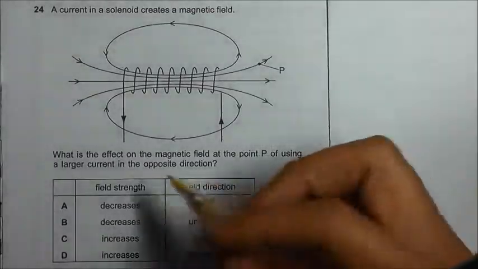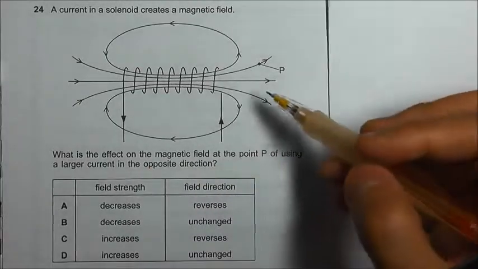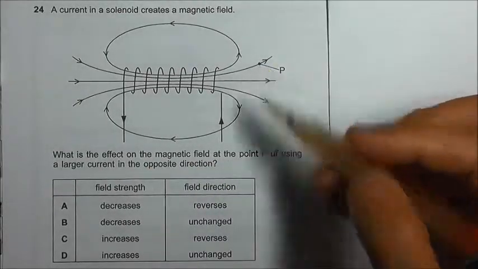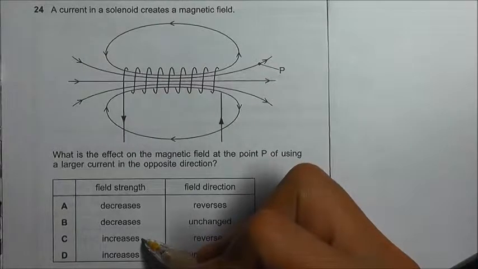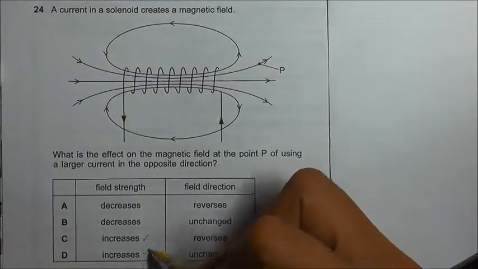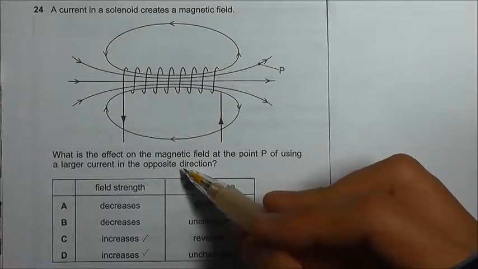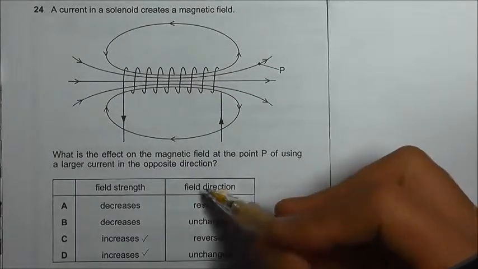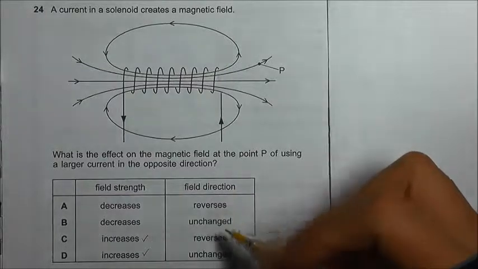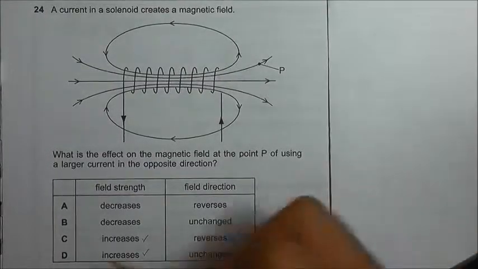If you were to use a larger current, it will produce a stronger magnetic field. So it could either be C or D. And when the current direction is reversed, in the opposite direction, the field direction will reverse as well. So the answer is C.